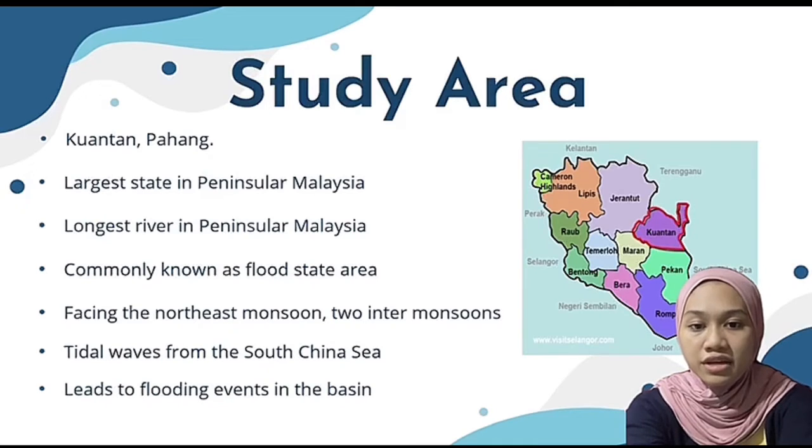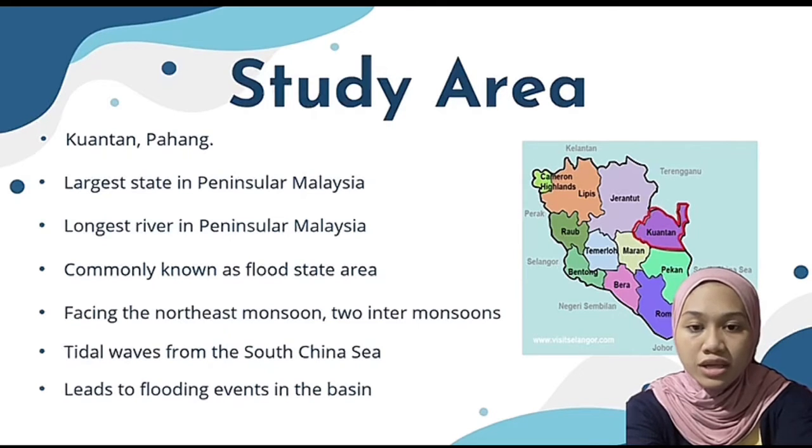For our study area, we decided to choose Kuantan, Pahang. As shown in the map, Pahang is known as the largest state in Peninsular Malaysia, and it also has the longest river in Peninsular Malaysia. We chose this location because Kuantan is commonly known as a flood-prone area, since flood events happen there annually.